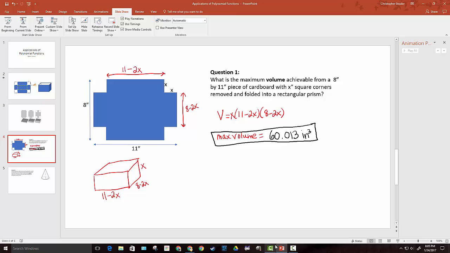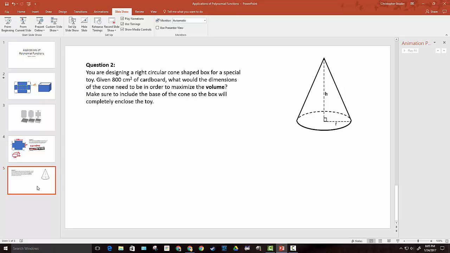And we've answered the question. Let's move on to something that's a little bit more complicated. So question 2, you're designing a right circular cone-shaped box for a special toy.